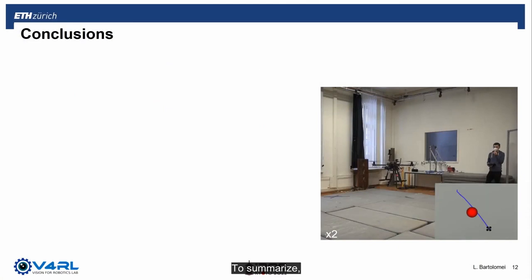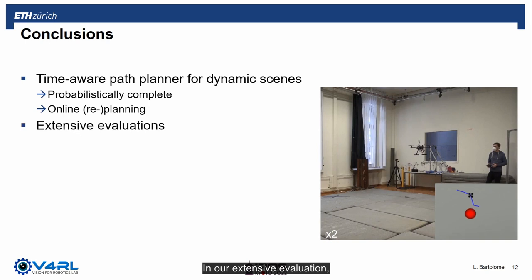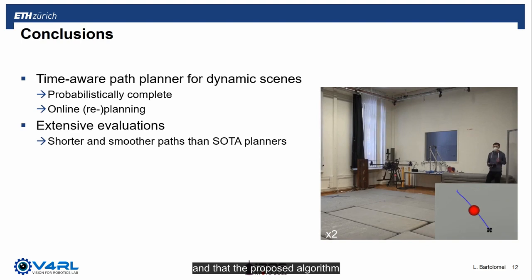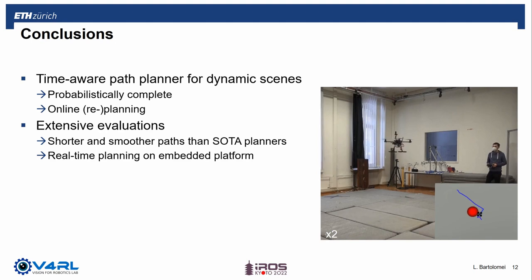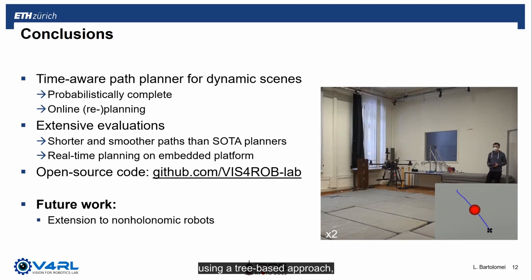To summarize, in this work we propose a time-aware path planner for dynamic scenes that is probabilistically complete and that can perform replanning online. In our extensive evaluation, we show that T-PRM generates shorter and smoother paths than the state-of-the-art, and that the proposed algorithm can be used to perform real-time path planning on an embedded platform. Finally, we release our code to benefit the community. As future work, we plan to extend T-PRM to handle non-autonomous robots, for example using a tree-based approach, and to extend the algorithm to consider the uncertainty in the obstacle velocities.